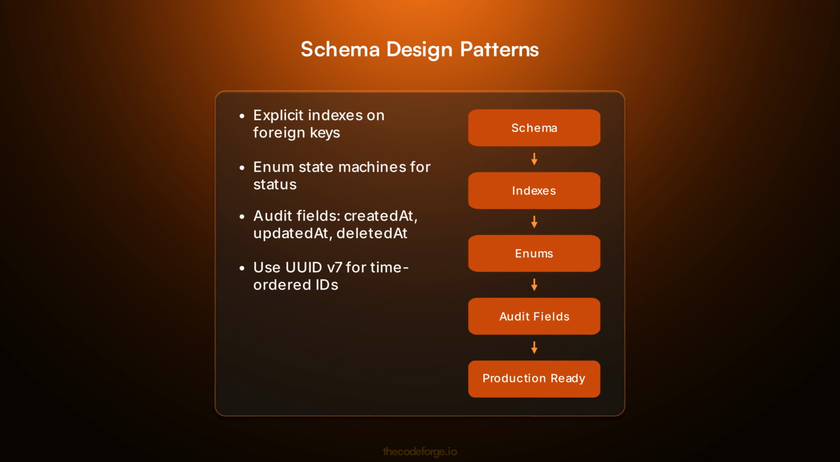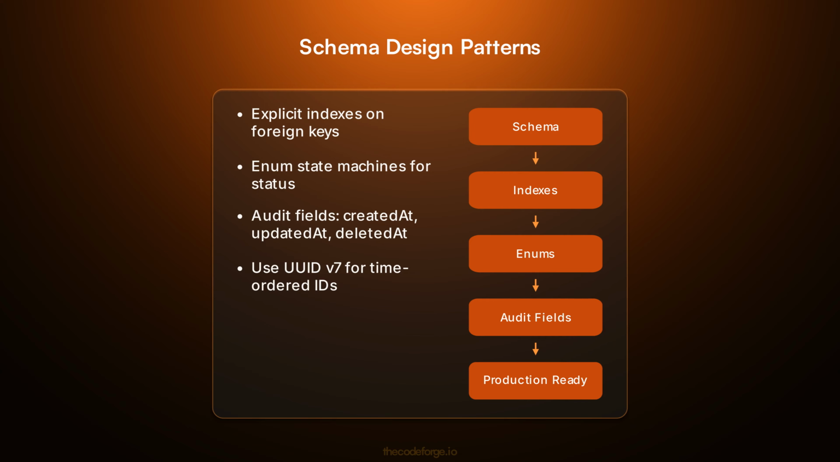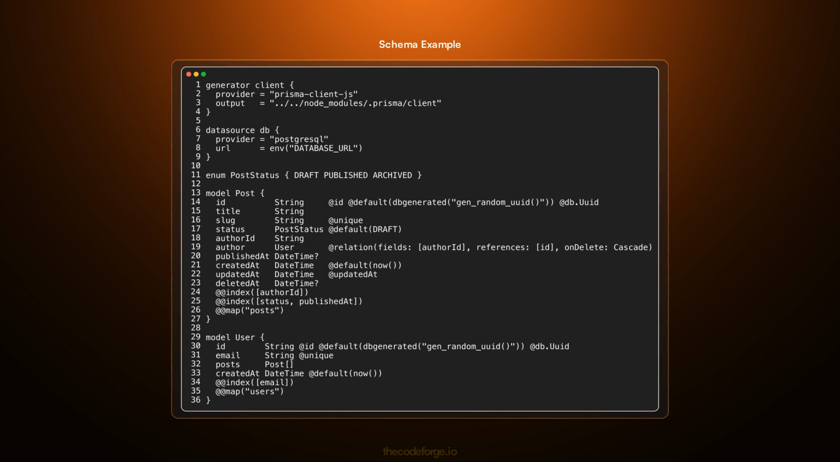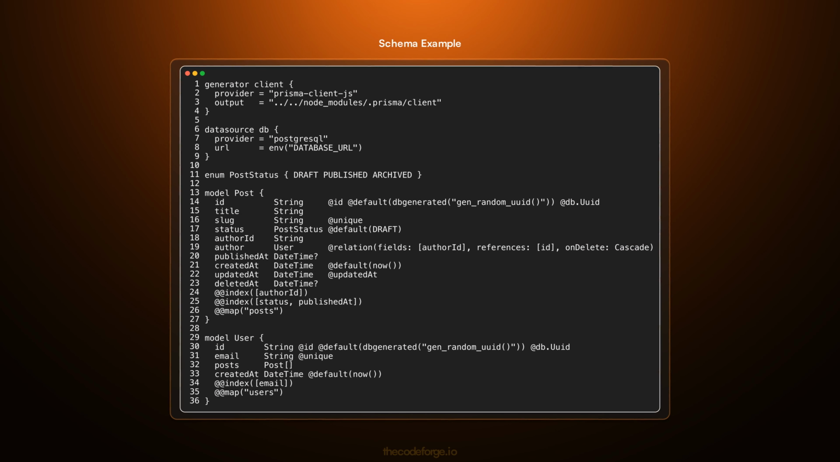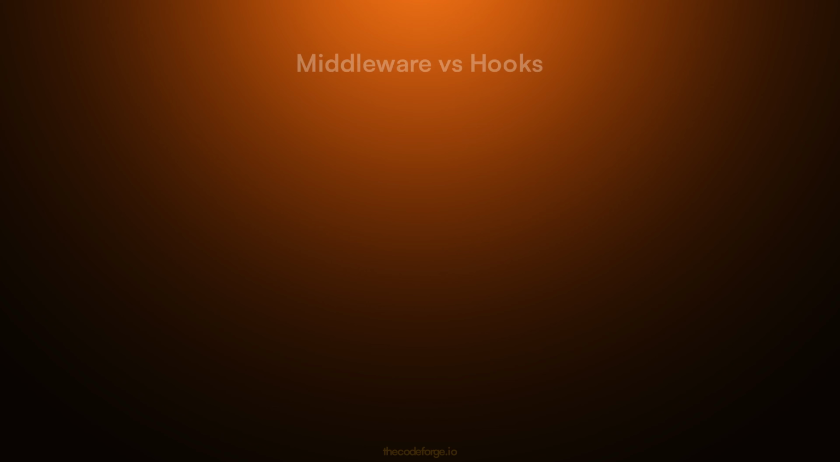Three patterns: explicit indexes, enum state machines, audit fields. Prisma doesn't auto-index all foreign keys. Use UUID v7 or gen_random_uuid instead of CUID for better index locality at scale. Here's a production-ready schema. Note the explicit indexes on authorId and the composite index on status and publishedAt. We use gen_random_uuid for time-ordered IDs and an enum for post status.